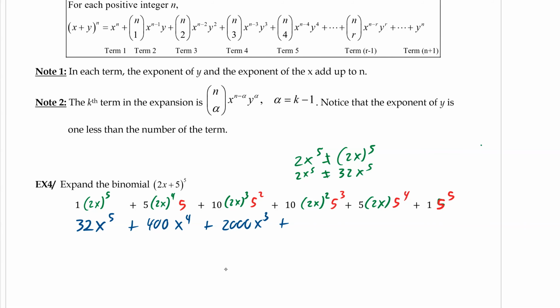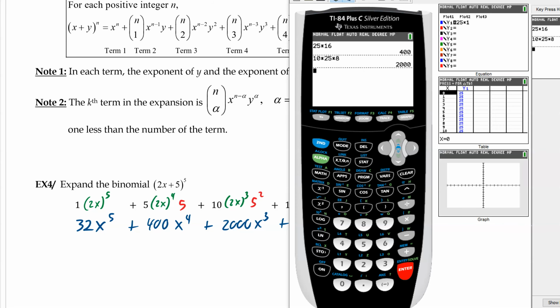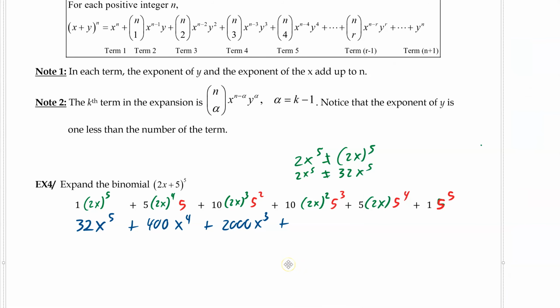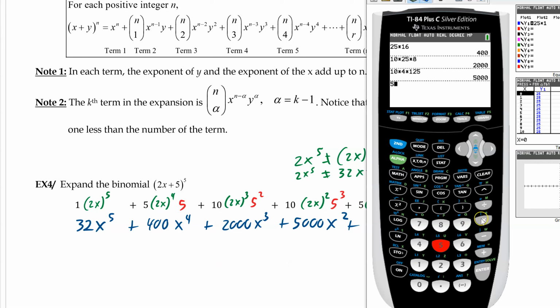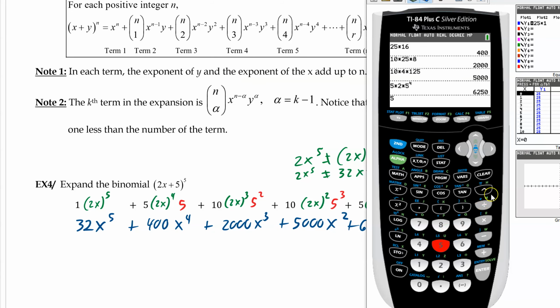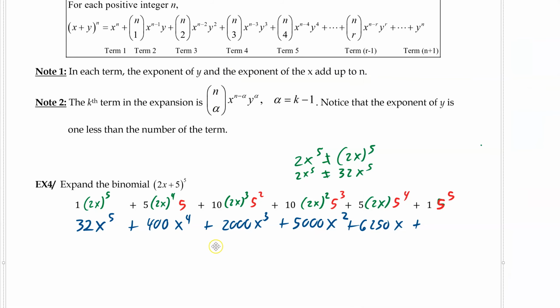And it can be a little bit nerve-wracking as well. So I will show you a way to verify all your work and to check and make sure everything is correct. So this is 10 times 4 times 125, and you get 5,000. X squared, and then we know the next one's x, and then there's no x at the end. All right, so it's 5 times 2, which is 10, times 5 to the power of 4, and that's 6250. And then we just have one last one, that's 5 to the power of 5, which is 3125. So there we go.